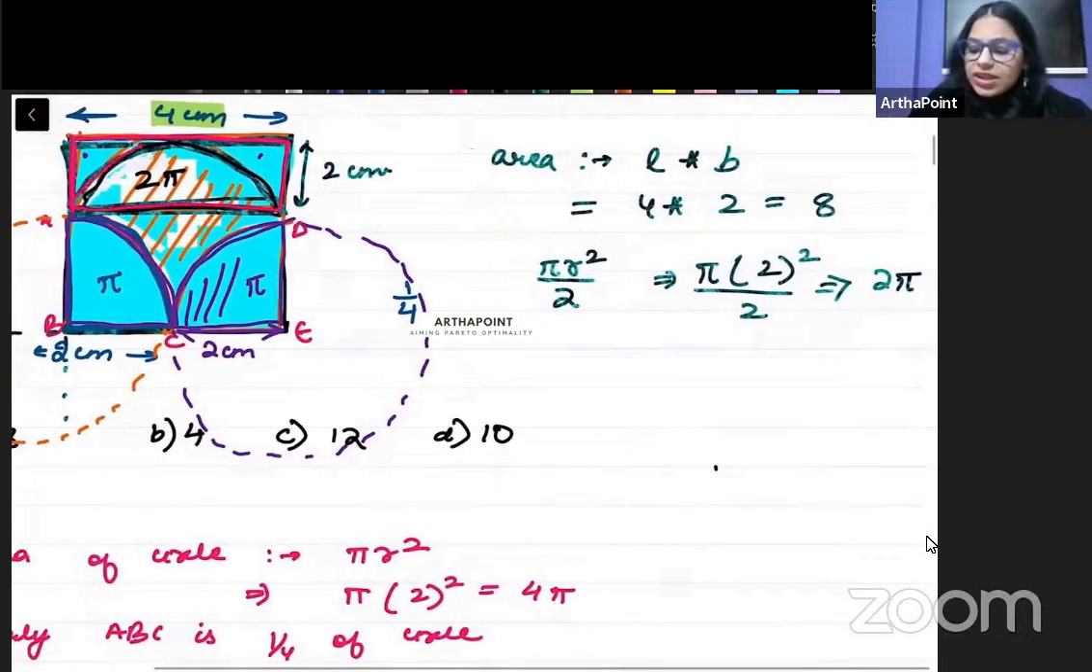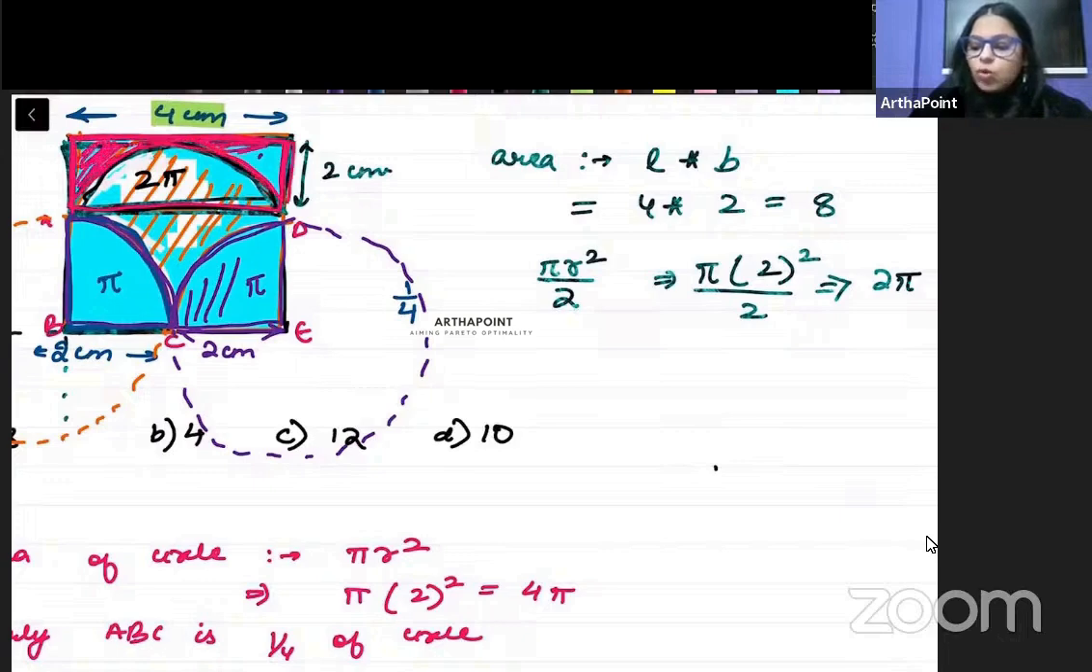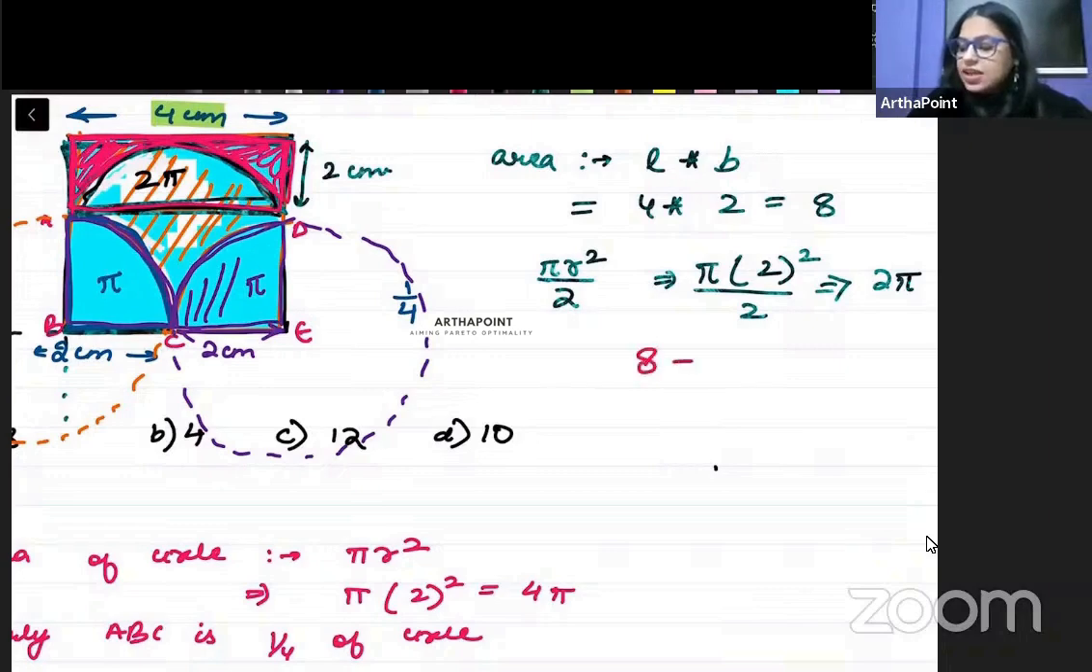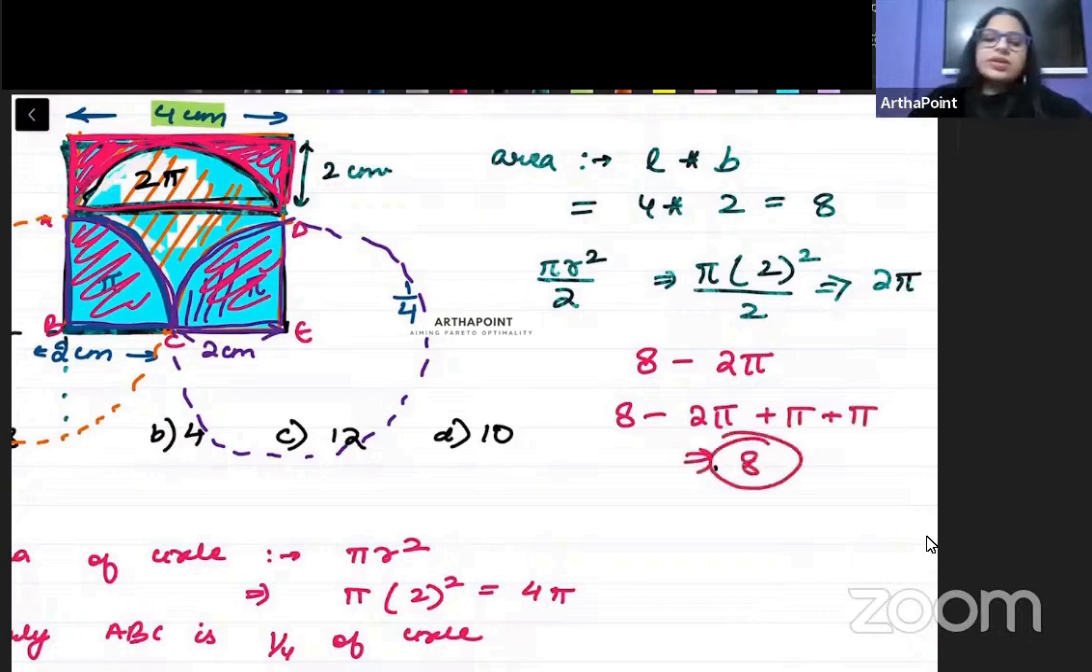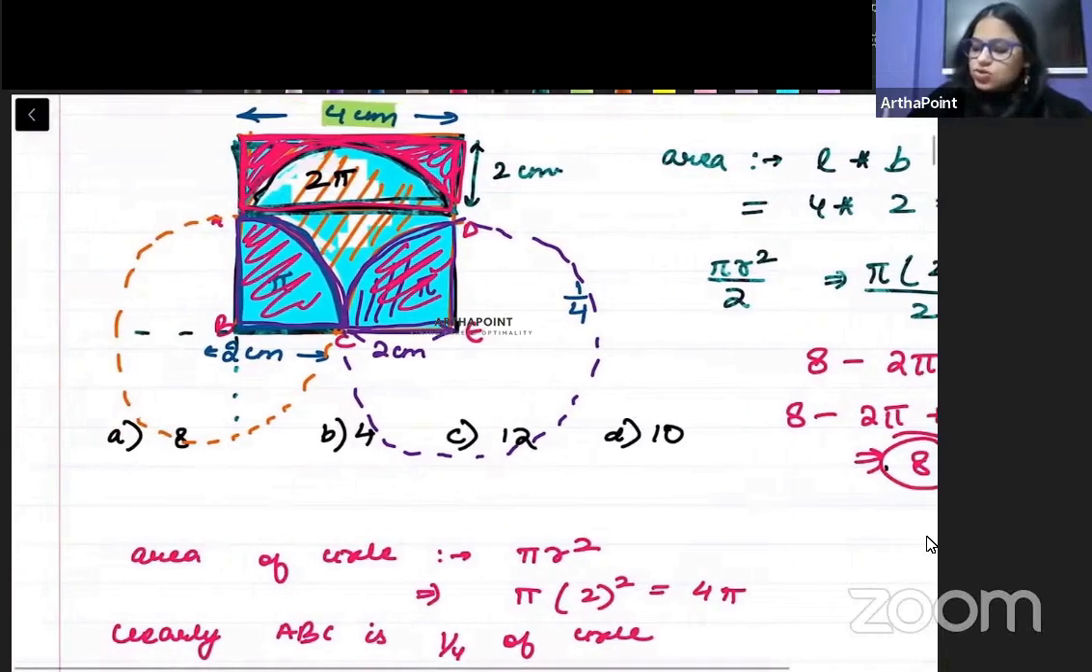So what is going to be the area of this shaded region? This shaded region, the one I am marking in pink, what is going to be its area? Area of the rectangle minus the area of the semicircle. Now I want the total area, whatever is shaded, this also and this also. So I need to add pi of this and pi of this. So it is going to be 8 minus 2 pi plus pi plus pi. That means the answer will be 8. So the correct answer to this question should be 8.